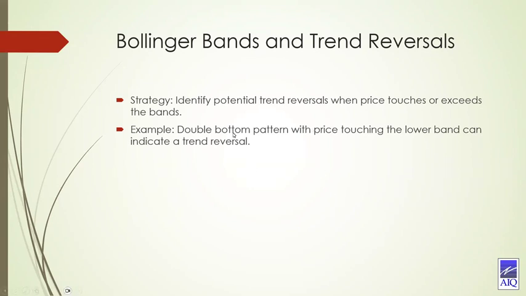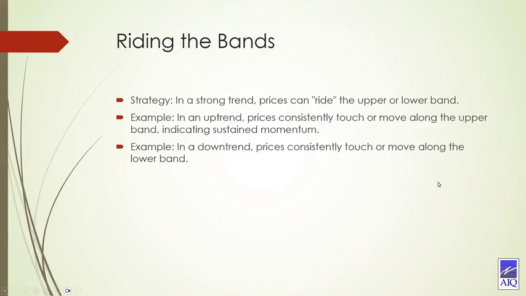The interesting one is the double bottom, and I haven't seen it so much on the double top. If the Bollinger Band comes down and pierces the lower band and it's at a double bottom area or close to a double bottom area, that tends to indicate a good possibility of a reversal. So again, another way of looking at Bollinger Bands in the trend reversal.